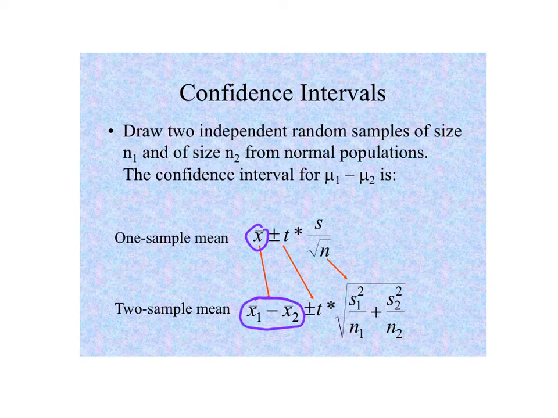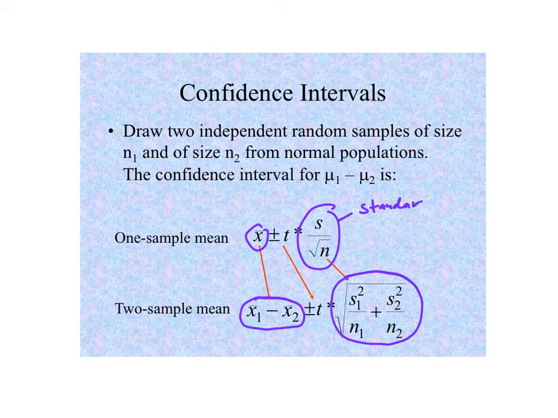But let's go ahead and see what happens in our calculations, okay? So let me go ahead and circle it for you. Okay, so this standard deviation here will change to this. So this is the standard deviation, or I think they call it standard error, for one sample. And this is the standard error for two samples.